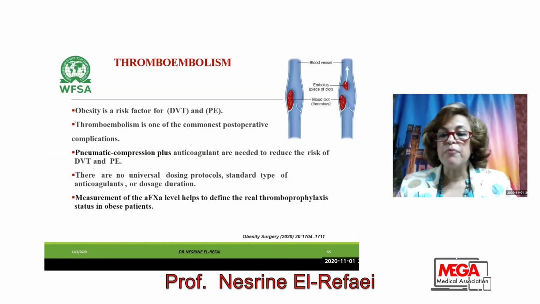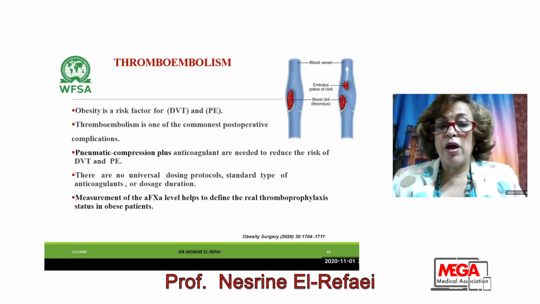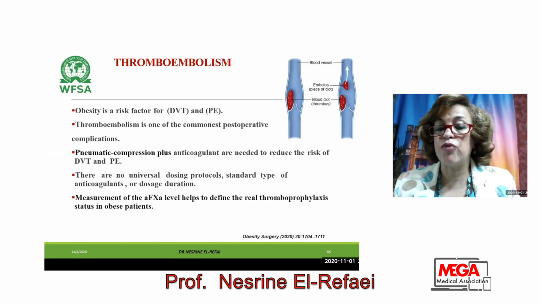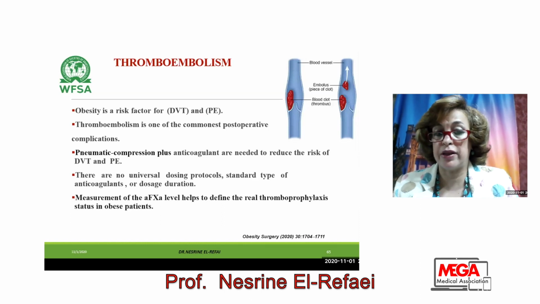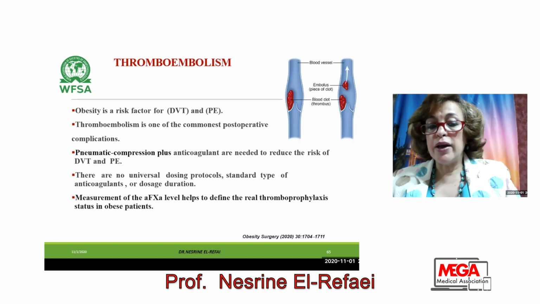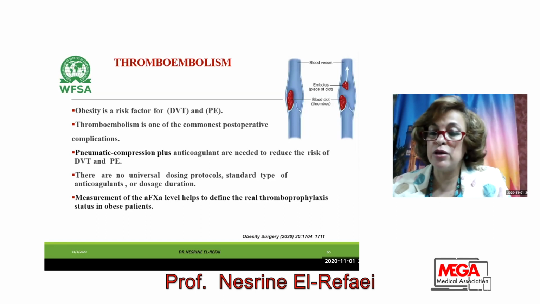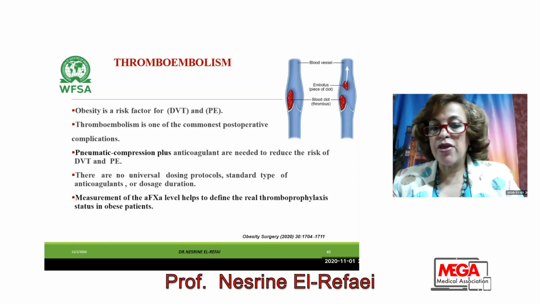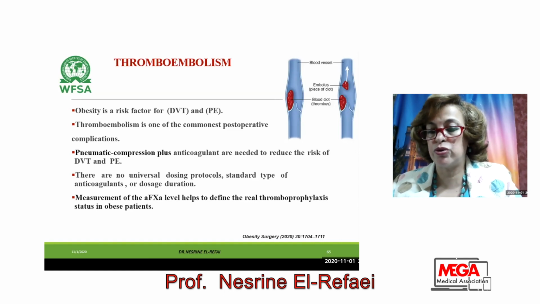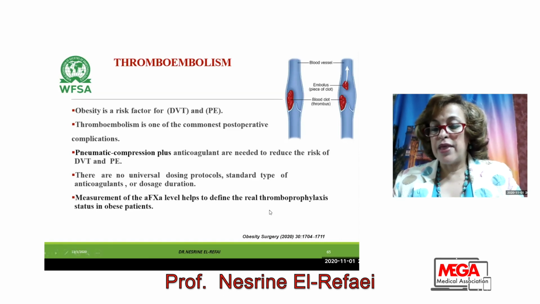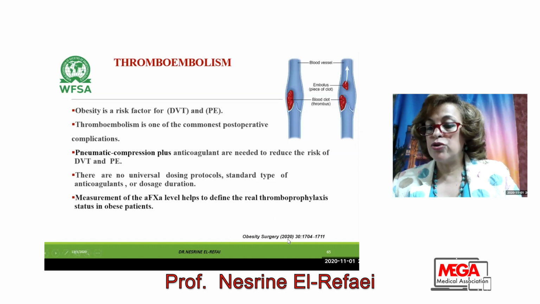Thromboembolism is a very important complication because obesity is a high risk factor for DVT and pulmonary embolism, which could be fatal. And thromboembolism is found to be one of the commonest postoperative complications. That's why in obese patients, it's recommended to use two methods to prevent thromboembolism: pneumatic compression plus anticoagulant. But there is no universal dosing protocol or standard type of anticoagulant or dosage duration, and that's according to the Obesity Surgery journal 2020.